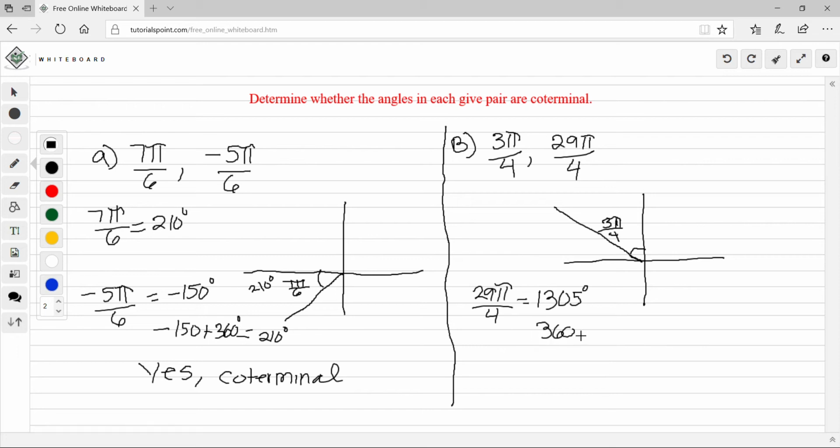So I would have to go around the unit circle at least 3 times, right? If I moved around this unit circle 3 times, I would get 1080. But we want 1305, so I'm going to have to add 225. So let's move this. We went around the circle 3 times, 1, 2, 3, and then we want an additional 225. So 225 is right about here. So this is 29 pi over 4.